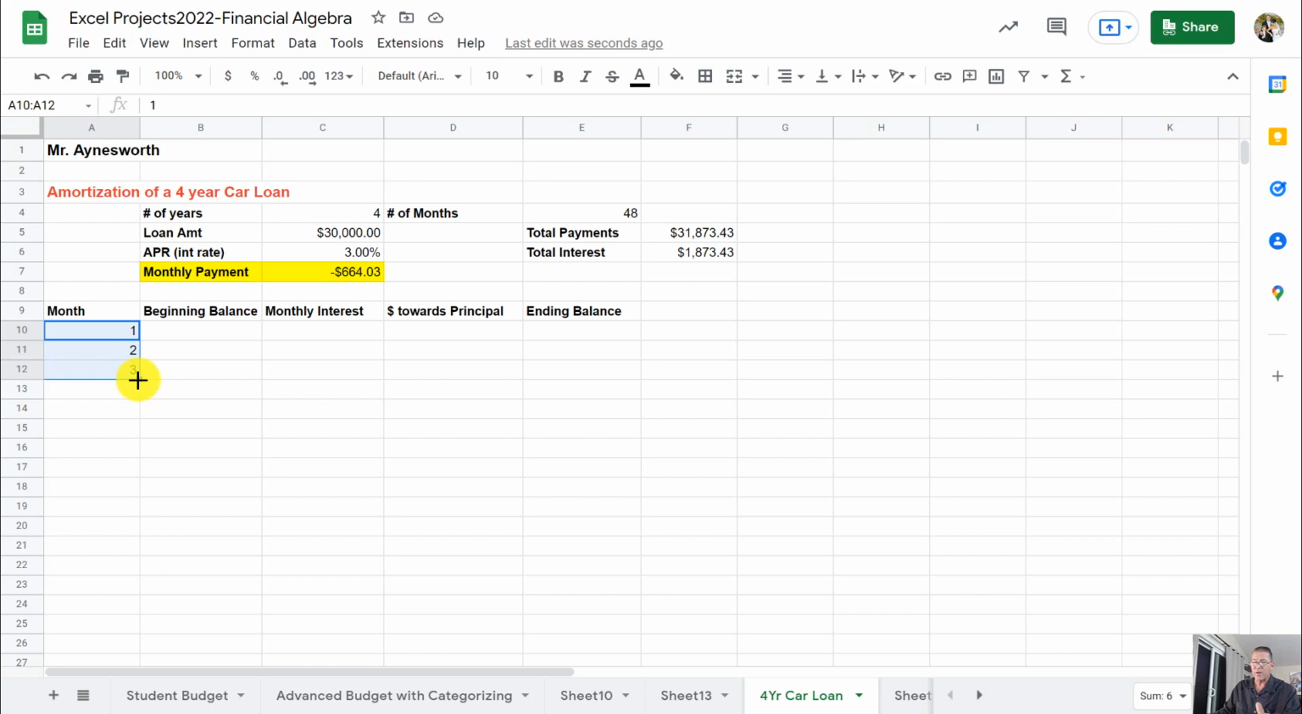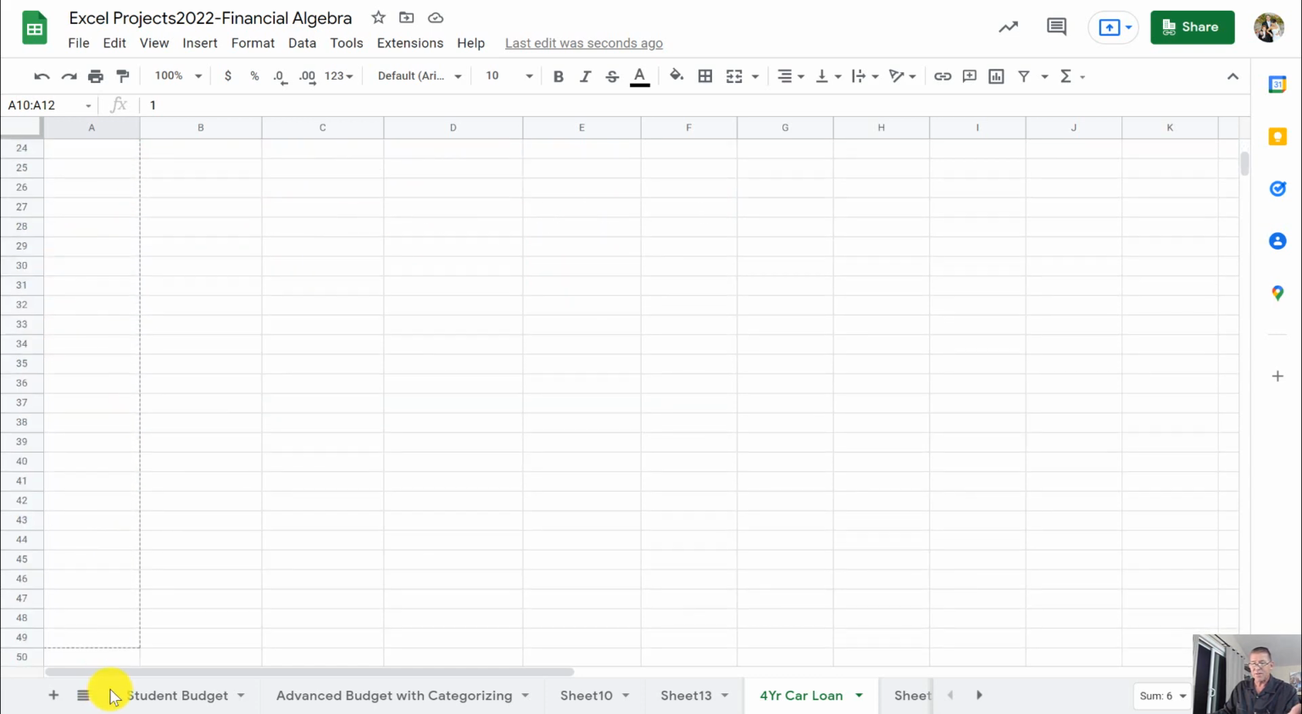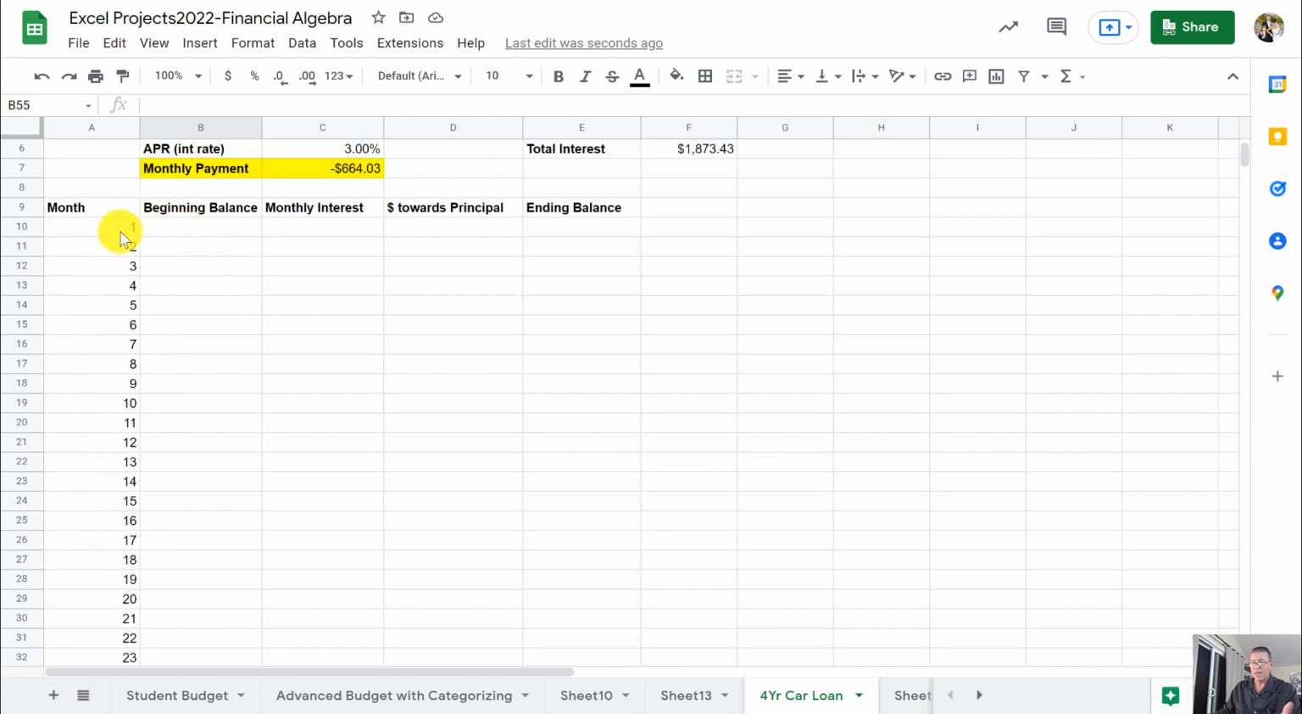Just grab this corner right here, this little square, and drag it down until you reach 48 months. You're starting at row 10 here, and 10 plus 48 is 58, so we probably have to go to row 57. Let's drag it down to row 57, and we should have 48 months. There we go. So there's 1 through 48. And that's how you do it for any length of loan. You just type in the first 3 numbers and then copy that pattern all the way down. So just be smart about that.